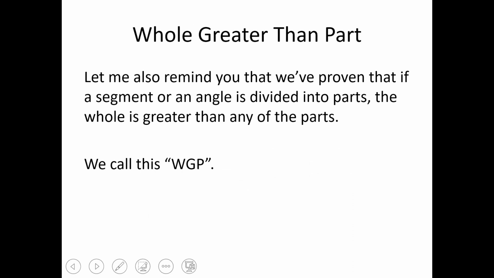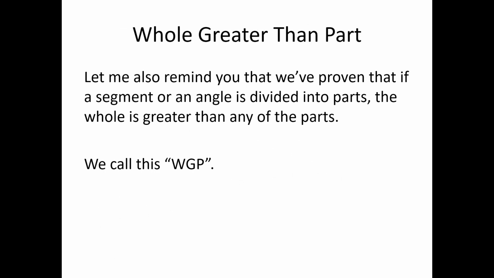And let me remind you as well of a result that we proved in a previous chapter, chapter 4, I think, one of the first proofs we did, when we proved a set of basic results about part-whole relationships. It's that the whole is greater than the part. So if you have some whole, either for us a segment or an angle that's been divided into some number of parts, then the whole is always greater than any of the parts, which we call WGP, whole greater than part.